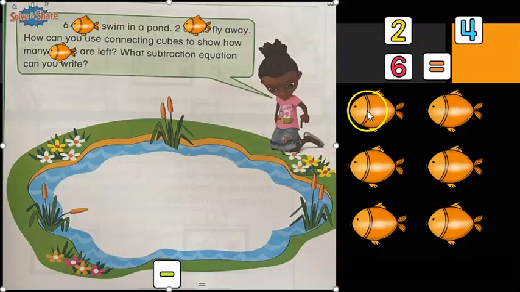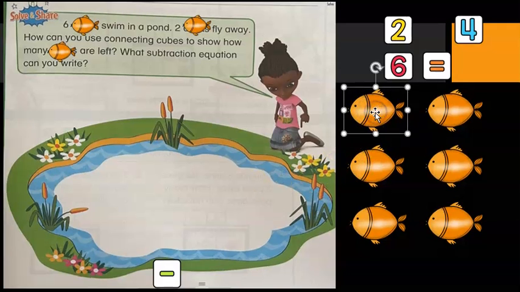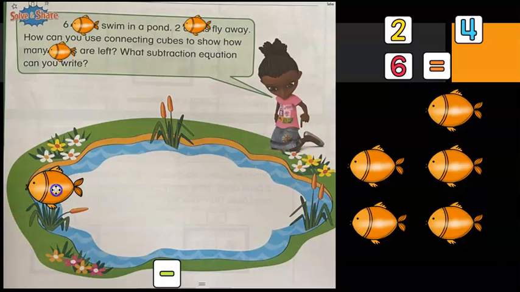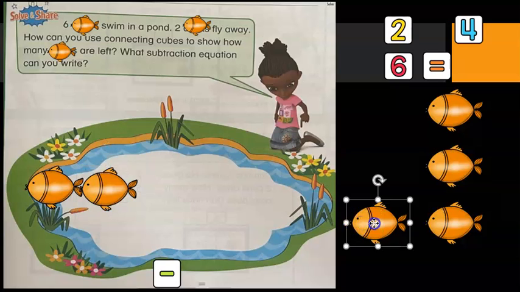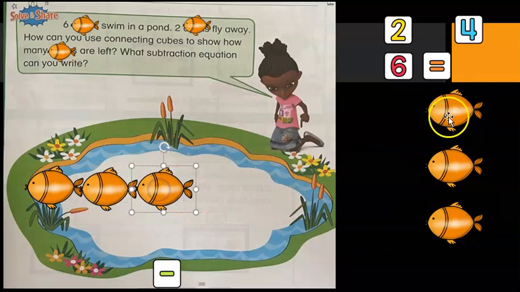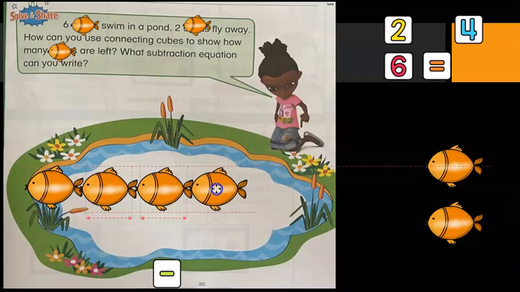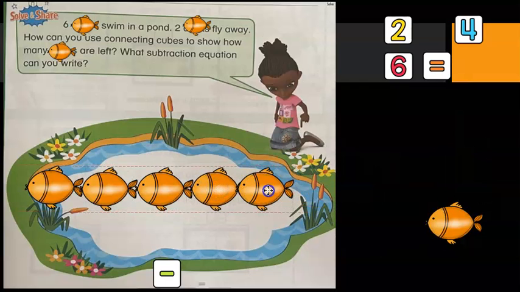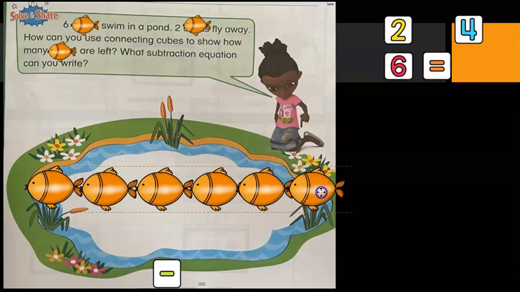So watch Mr. Begay. I'm going to get a fish here. I'm going to put 1 here. Look, 1. 2, 3, 4, 5, and 6. Okay, look at that now. We have 6 fish that are connected together. They are in here in the pond, because Jada told us 6 fish swim in a pond.